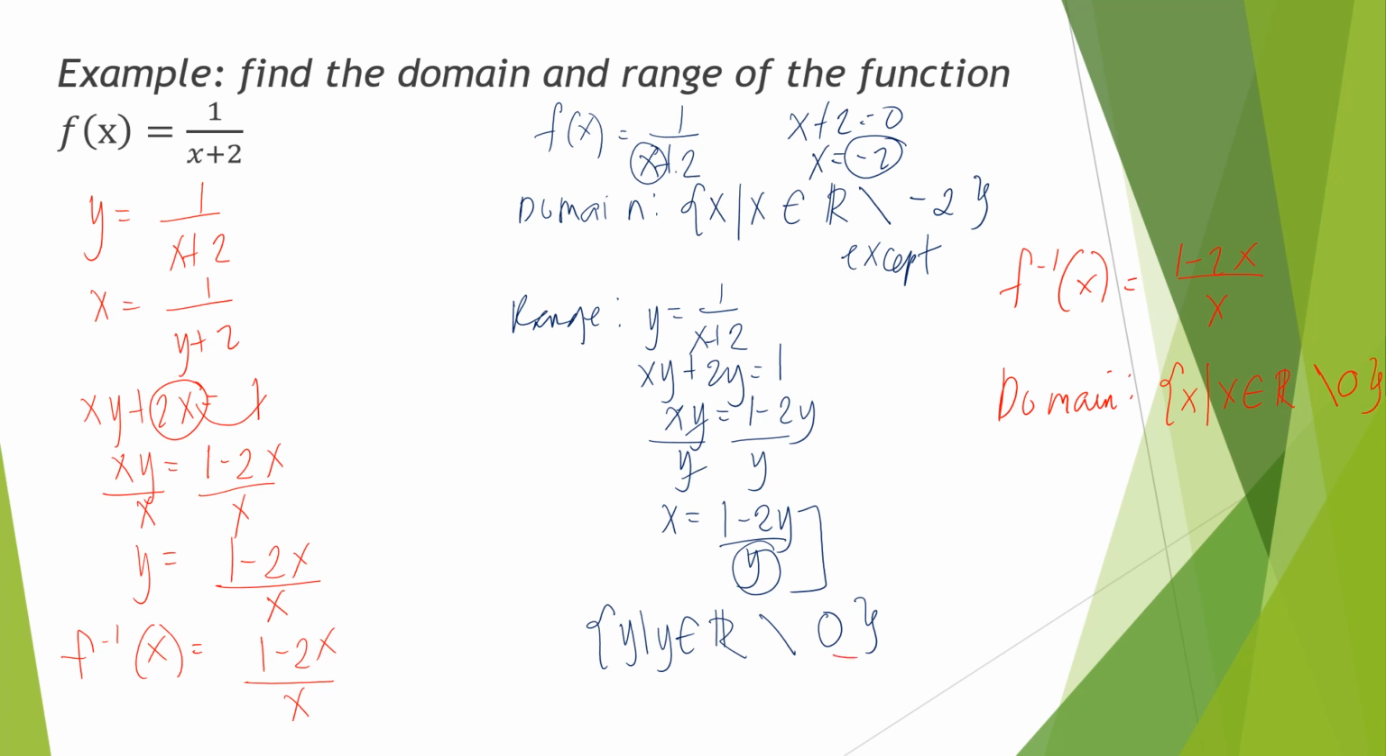is the set of x such that x is an element of all real numbers except 0. Okay? Because that is our range. And for the range, set of all y such that y is an element of all real numbers except negative 2. Okay? So, that is the domain and range and the inverse of the function f of x is equal to 1 all over x plus 2.